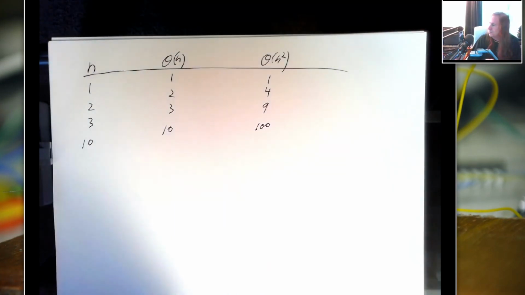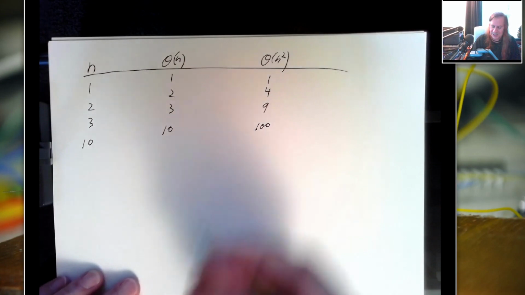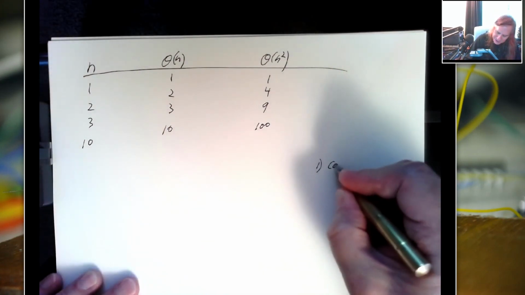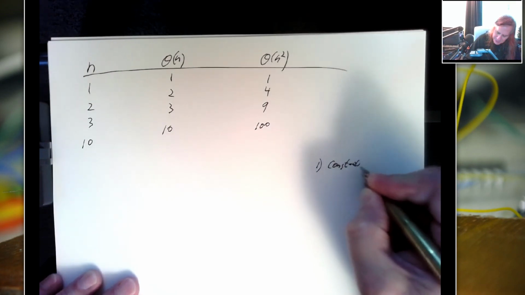Now, there's a few simplifications we can apply to order of complexity. First, constants don't matter.